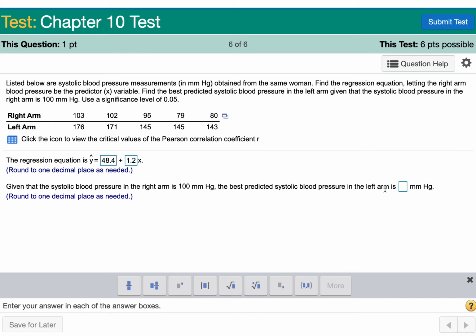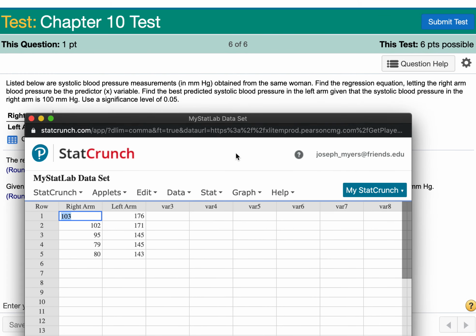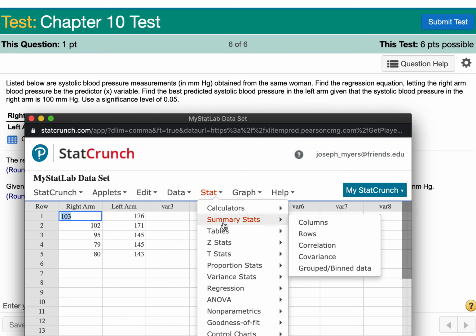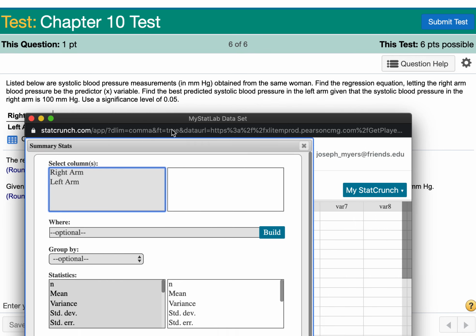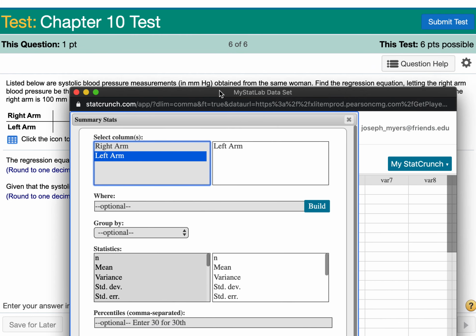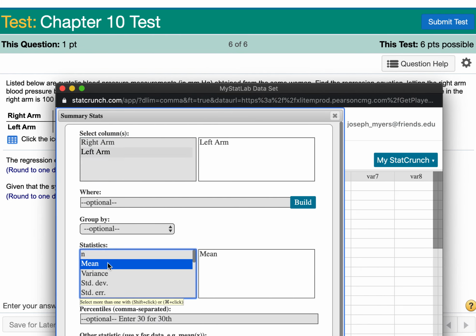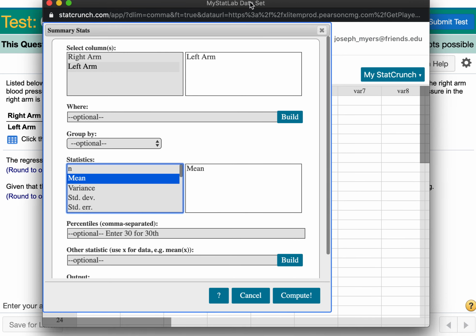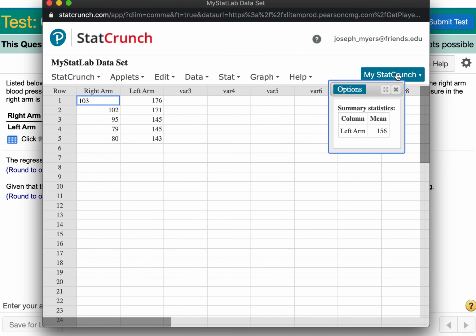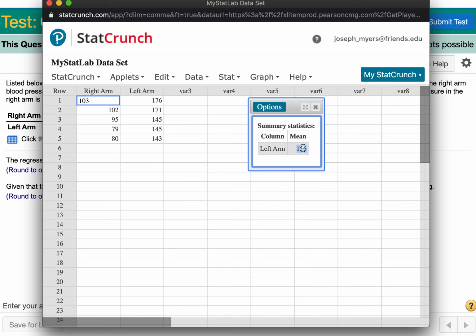What we're trying to predict is the pressure in the left arm. So all we need to do is predict the pressure in the left arm by finding the average pressure in all of the left arms. So what we're going to do is open the data up in StatCrunch again. Then go to Stats, Summary Stats, Columns, and find the left arm, which is what we're trying to predict, and then just click on Mean. So we'll find the mean, or the average, of the left arm, and the mean of the left arm is 156. Just 156. So you could round that off to 156.0.